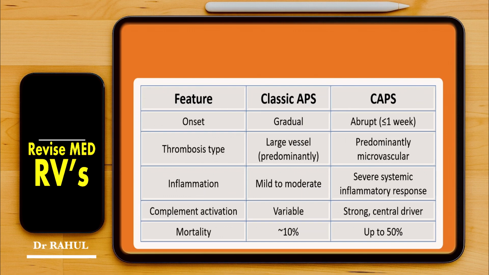it is predominantly large vessel involvement, and the inflammation is mild to moderate in case of classic APS, while in CAPS it is a severe systemic inflammatory response, and complement activation is the central or core driver in case of CAPS, and the mortality is very high. It is up to 50% in case of CAPS.